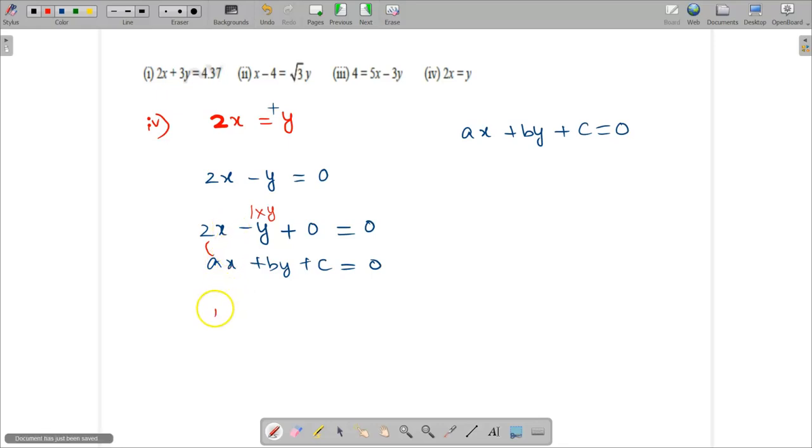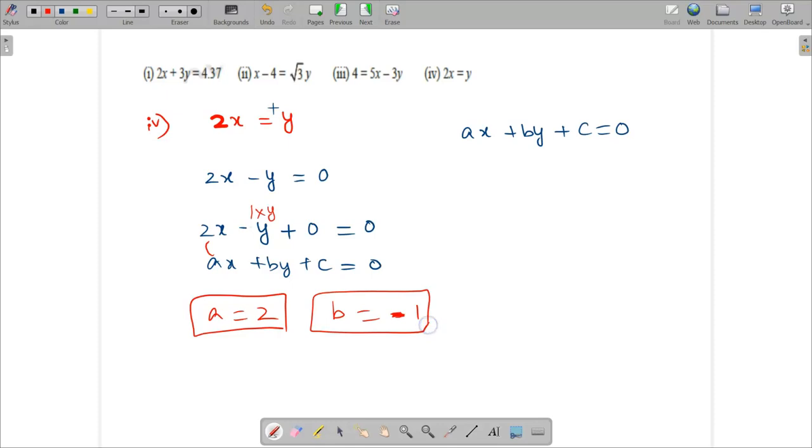So compare this, a is equal to 2. Compare this, b is equal to, here it is plus, here it is minus. So minus will come, right? Followed by what is the y coefficient? It is 1. b equal to minus 1. And then c equal to, here it is 0. Okay. So this is about your fourth problem.